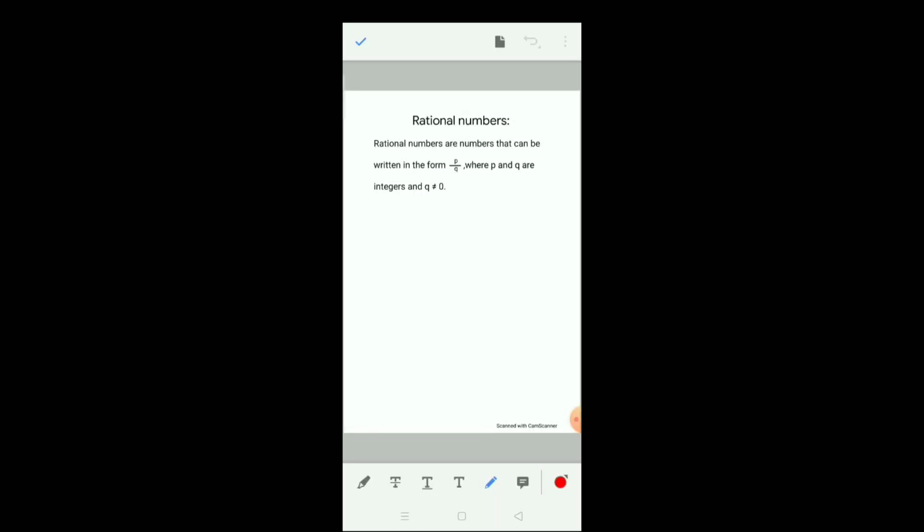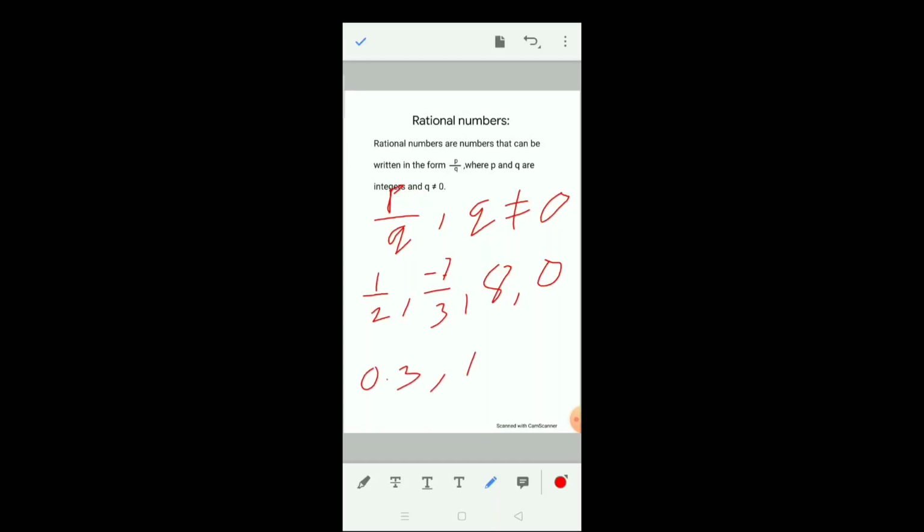Numbers which can be written in the form of p by q, where p and q are integers and q is not equal to 0, are called rational numbers. For example, 1 by 2, -7 by 3, 8, 0, 0.3, 1.25. These are the examples of rational numbers.